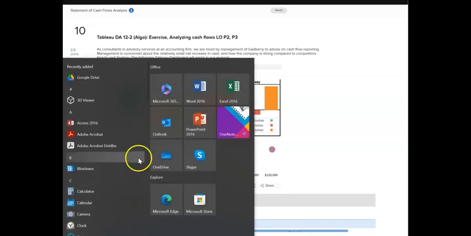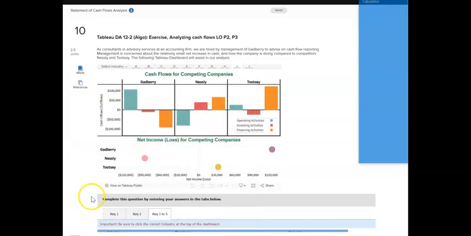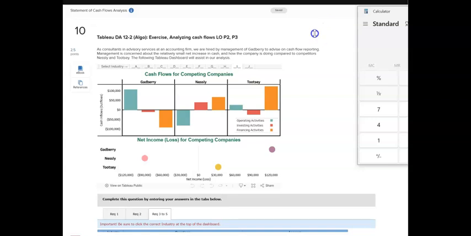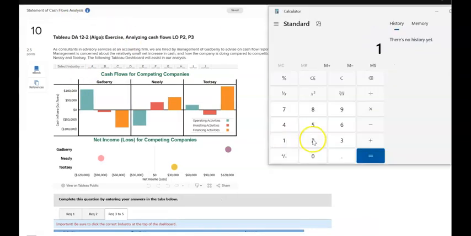So let me grab my calculator. $121,500 minus $108,000 was our net cash flows. So we can see our adjustments to net income were a negative $13,500, right? Because our net cash flow was only $108,000 and our net income was $121,500. So we had adjustments that overall decreased our net income by $13,500.